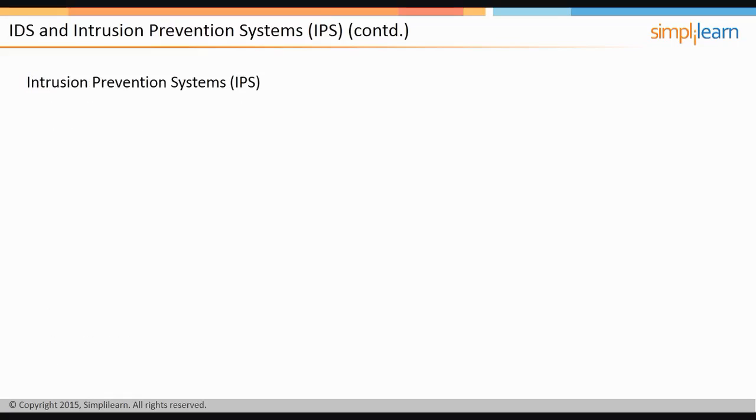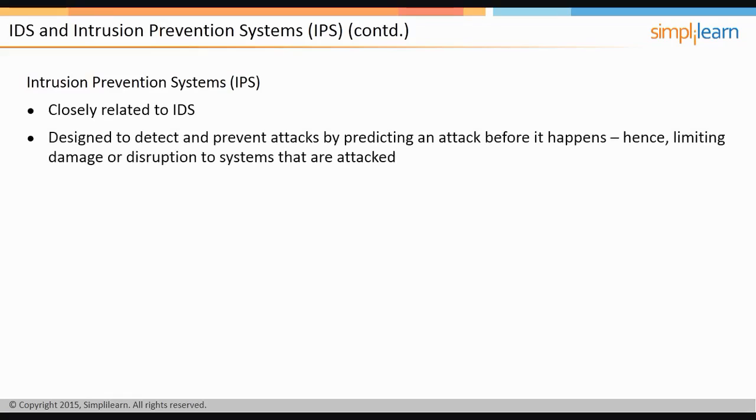Intrusion Prevention Systems, IPS. IPS is closely related to IDS. It is designed to detect and prevent attacks by predicting an attack before it happens, hence limiting damage or disruption to systems that are attacked. It must be properly configured and tuned to be effective. In the next screen, we will learn about honeypots and honeynets.